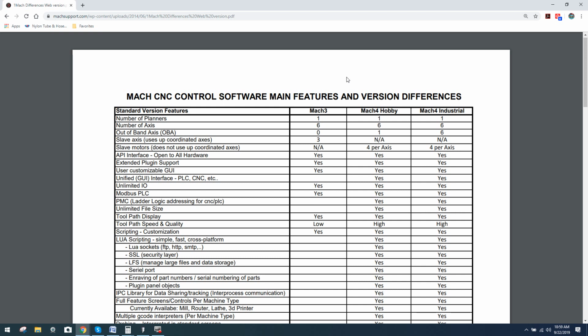I really want to do this breakdown video because I get questions on this topic all the time. What are the main differences? Am I going to see my machine run differently? To be quite honest, there's really not much difference between any of them other than price. I would say definitely price. And the biggest variable is support.